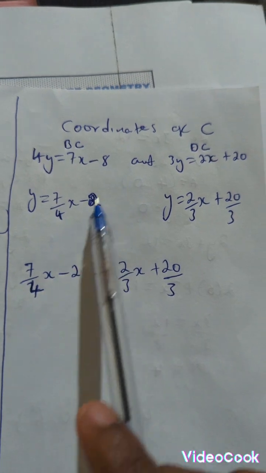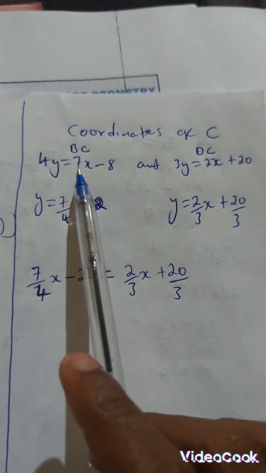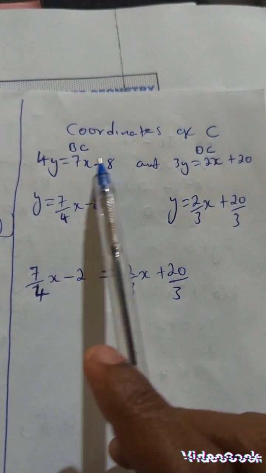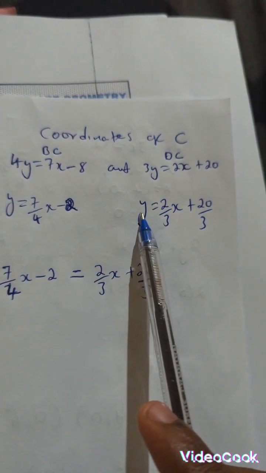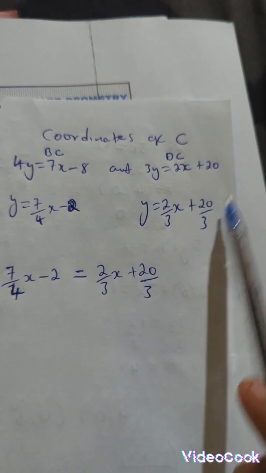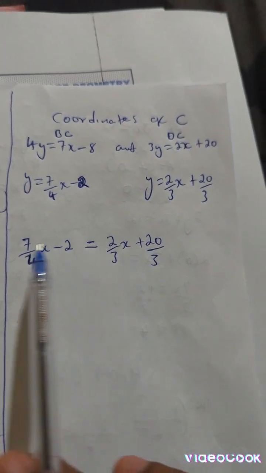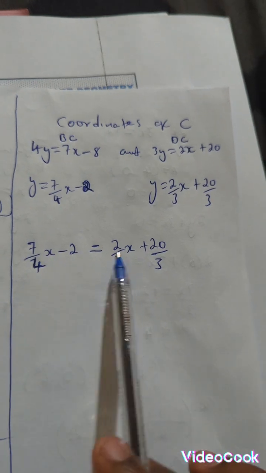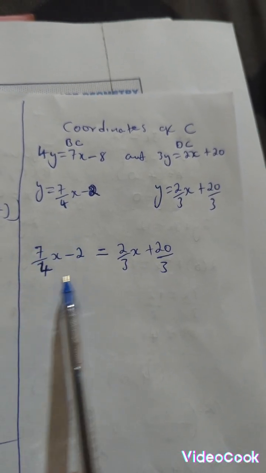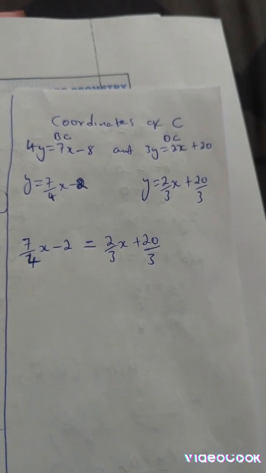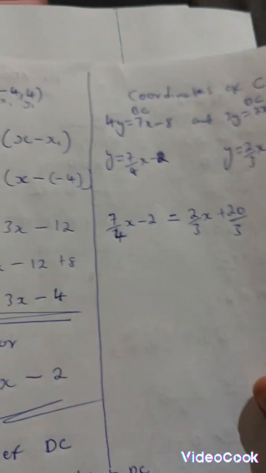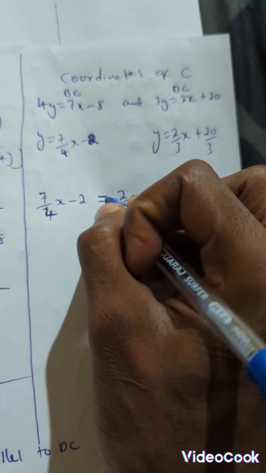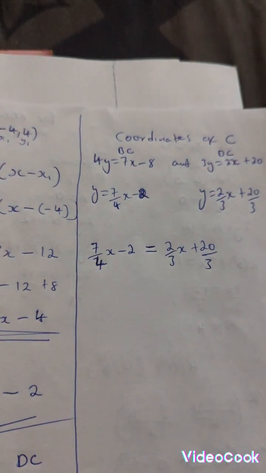When we divide the 4 it becomes 7/4 x, then minus 4 into 8, it becomes a 2. Then here we're making y the subject of the formula. We'll divide by 3 on both sides. Then we are now going to equate each other, because they are intersecting at a point which is C. So they are going to be equal to each other. Then now our main objective here is to find the value of x.